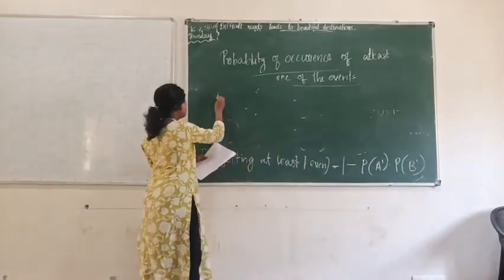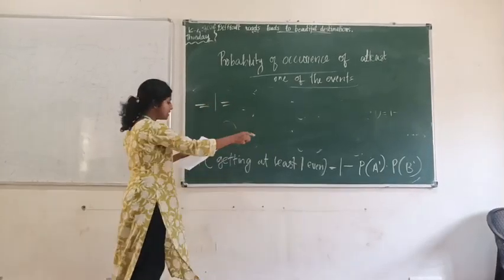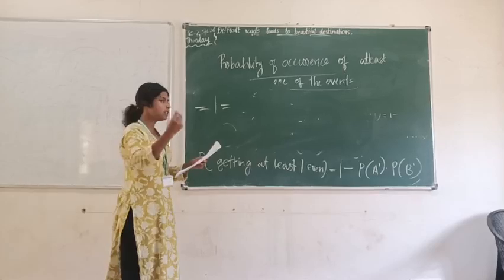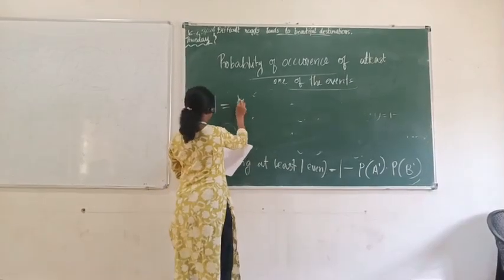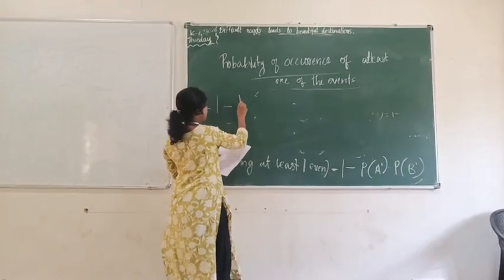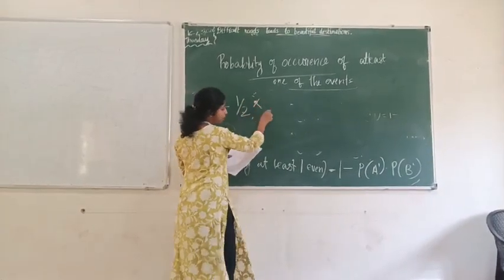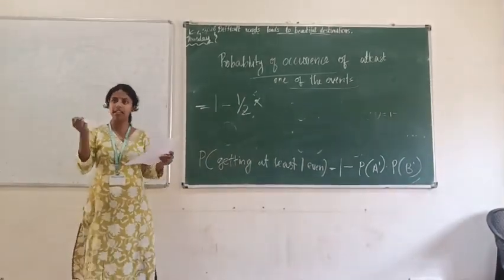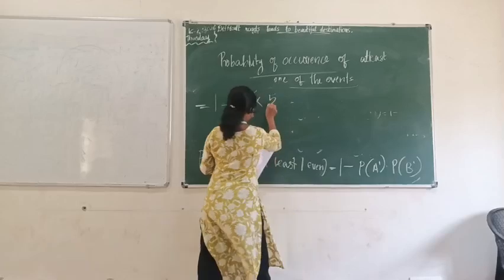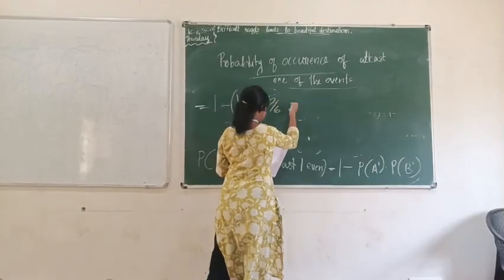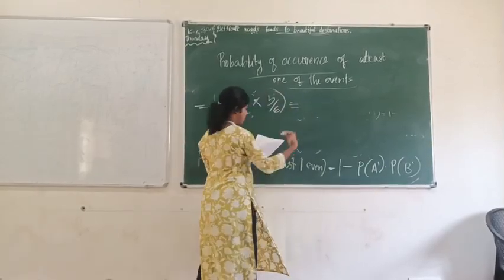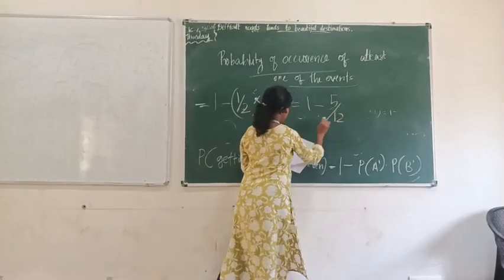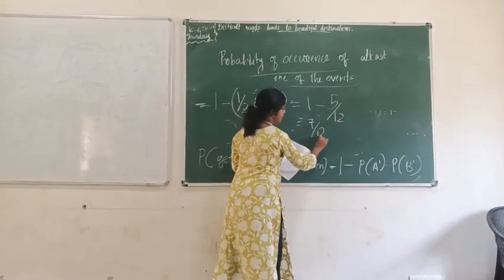Now this will be 1 minus the value of P of A dash, not to get a head, that is 1 by 2, into, because we are not getting a sixth number in the dice, 5 by 6. So this will be 1 minus 5 by 12, which is equal to 7 by 12.